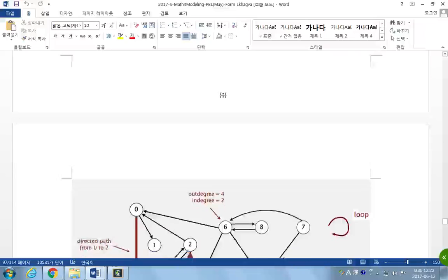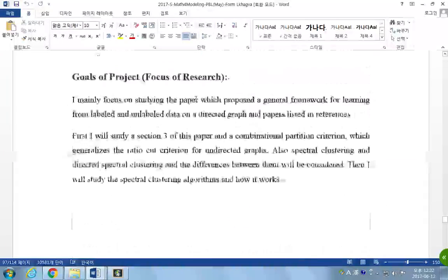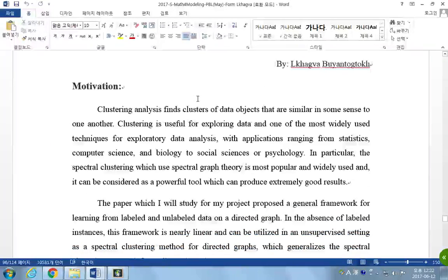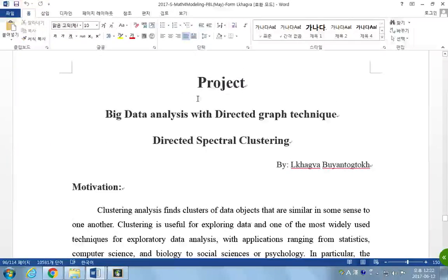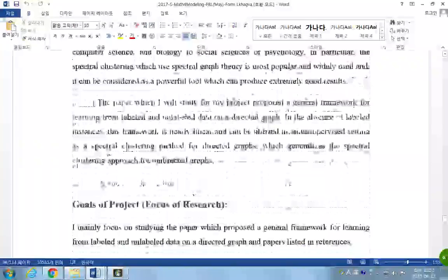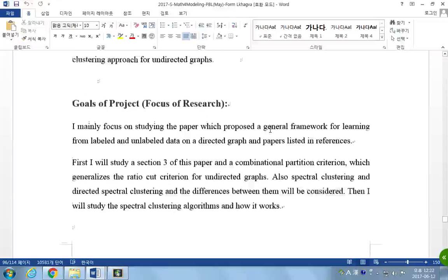So what was the title and the objective and motivations of your work? Yeah, no, title and your motivation more clearly. Title is Big Data Analysis and Directed Spectral Graph Technique, Directed Spectral Clustering. First part. So what are you going to do? What's the final goal of this project?